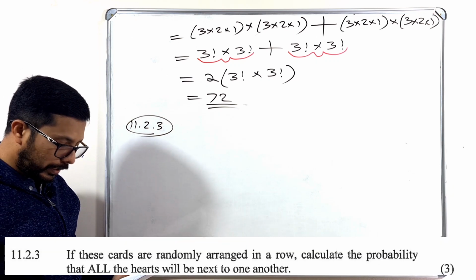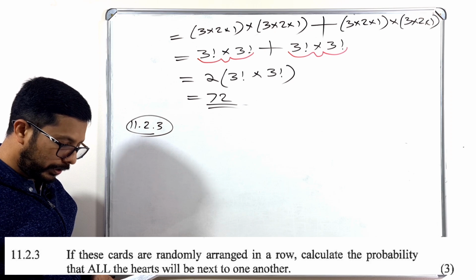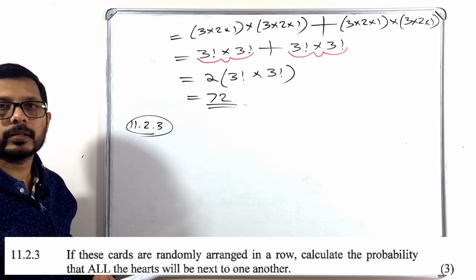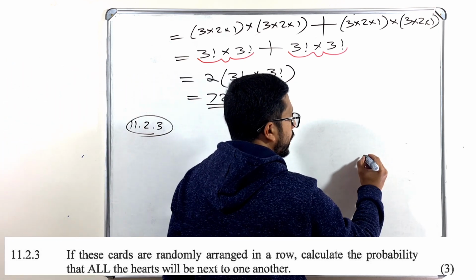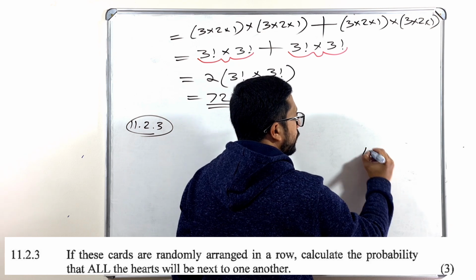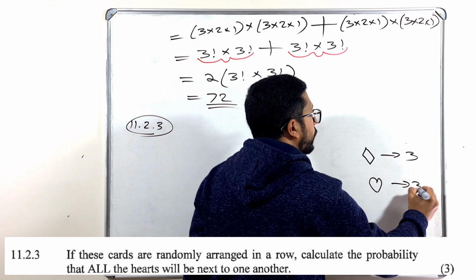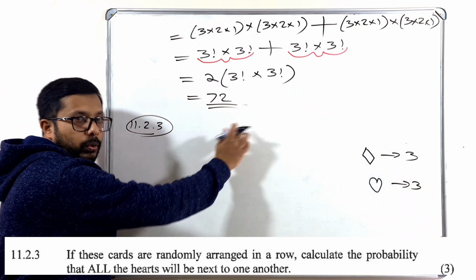If these cards are randomly arranged in a row, calculate the probability that all the hearts will be next to one another. Wow, what is the meaning of that? All these cards, how many diamonds are there? 3. How many hearts are there? 3. Now they are saying that all 6 cards are arranged in a row.